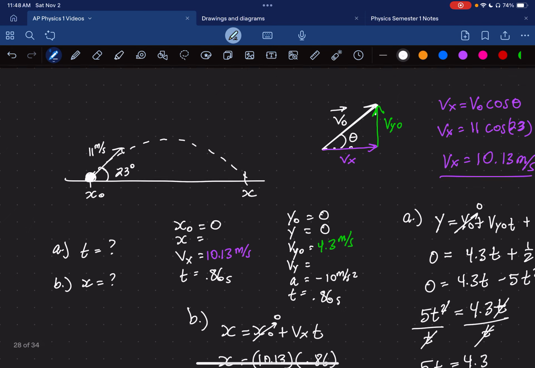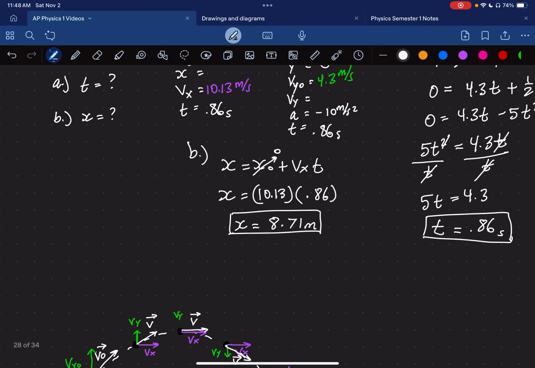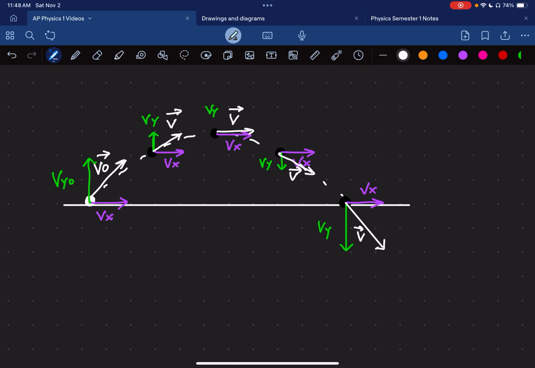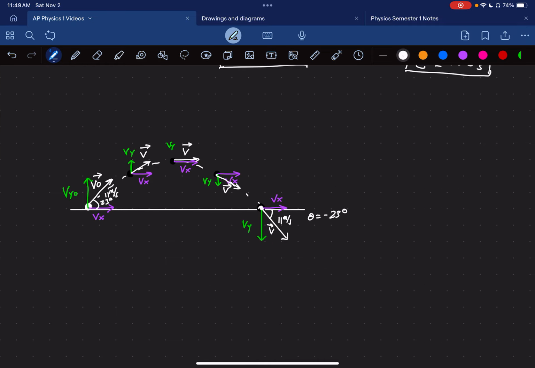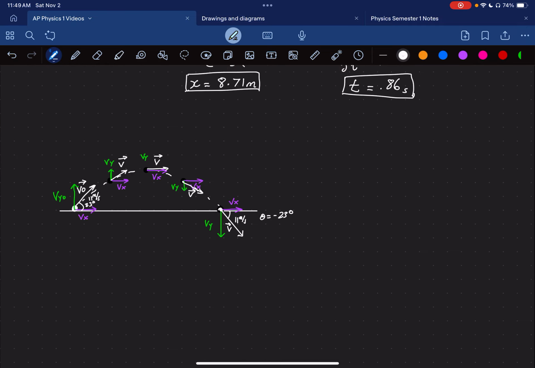If we're using our numbers from the last problem, 11 meters per second at 23 degrees, let's say this is 11 meters per second at 23 degrees. When it lands at the same height over here, this will also be 11 meters per second, and this angle would be negative 23 degrees, okay, over here. So that might help you with your homework, and that's all we have for this video.